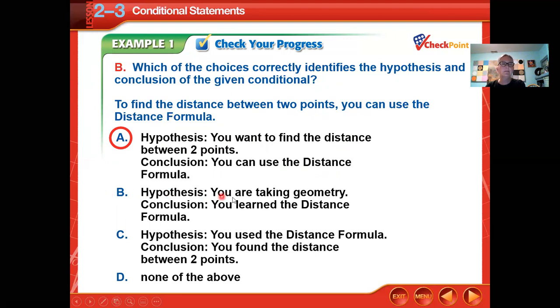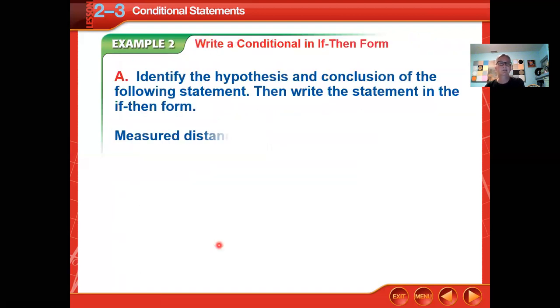What about part B? If you're taking geometry, then you learn the distance formula. True, but that's not what the statement means up here. If you use the distance formula, you found the distance between 2 points. Also true, but it has it backwards. So it's very technical, even though it's just like a bunch of, you have to read this chapter.